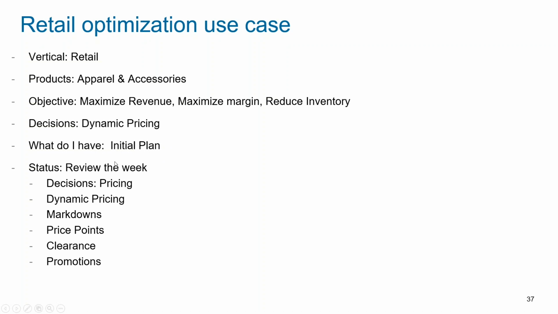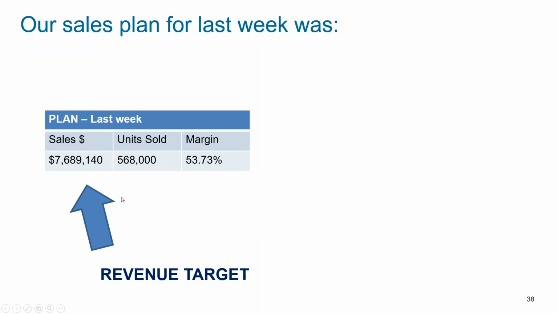You have your initial plan, and what do you want to do every week? You want to review. You have many stores, and you want to decide what's going to be the pricing, dynamic pricing, what you're going to put on a markdown, the price point. Some of them you will put on clearance, and what promotions you're going to have. And all of these are different decisions that a retail company has to address.